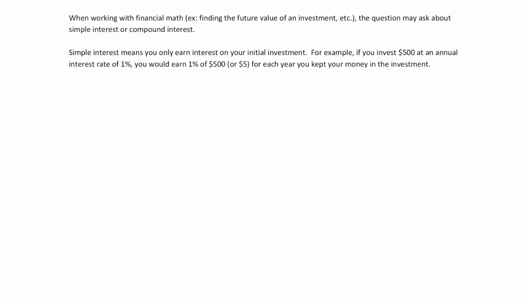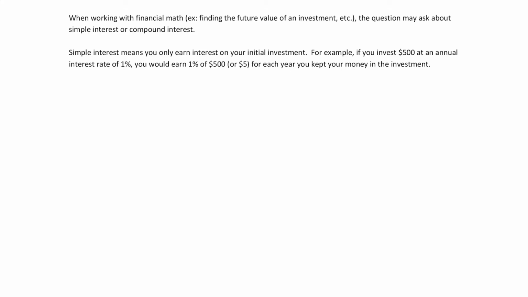Throughout this video, you may see the use of both terms. When working with financial math, for example, finding the future value of investment, the question is going to talk about either simple interest or compound interest. Simple interest means you only earn interest on your initial investment. For example, if you invest $500 at an annual interest rate of 1%, you would earn 1% of that $500 or $5 for each year you kept your money in the investment. So if it was a 5-year investment, you would get 5 times that $5, which would be $25.